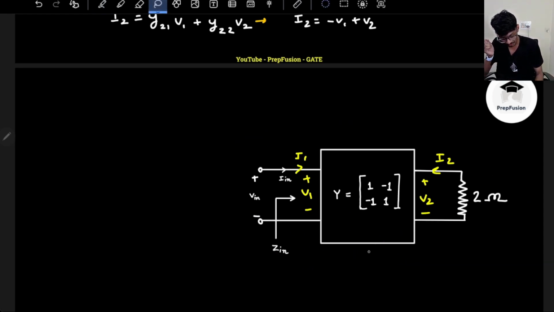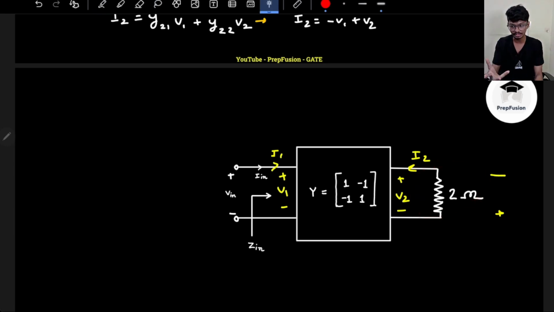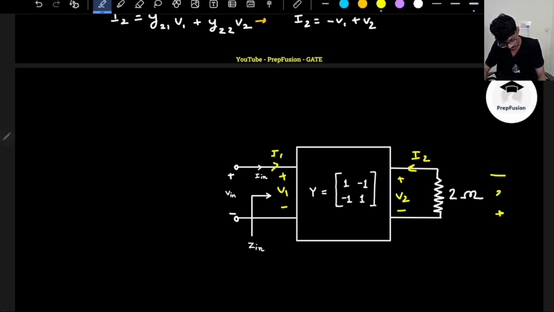So one thing you have to understand is what is the drop across the resistor. Current is going like this, so this will be at higher potential, plus, and this will be at lower potential, because a resistor can only dissipate power. It can never deliver power. It can only absorb power. So this will be plus minus 2 into I2.